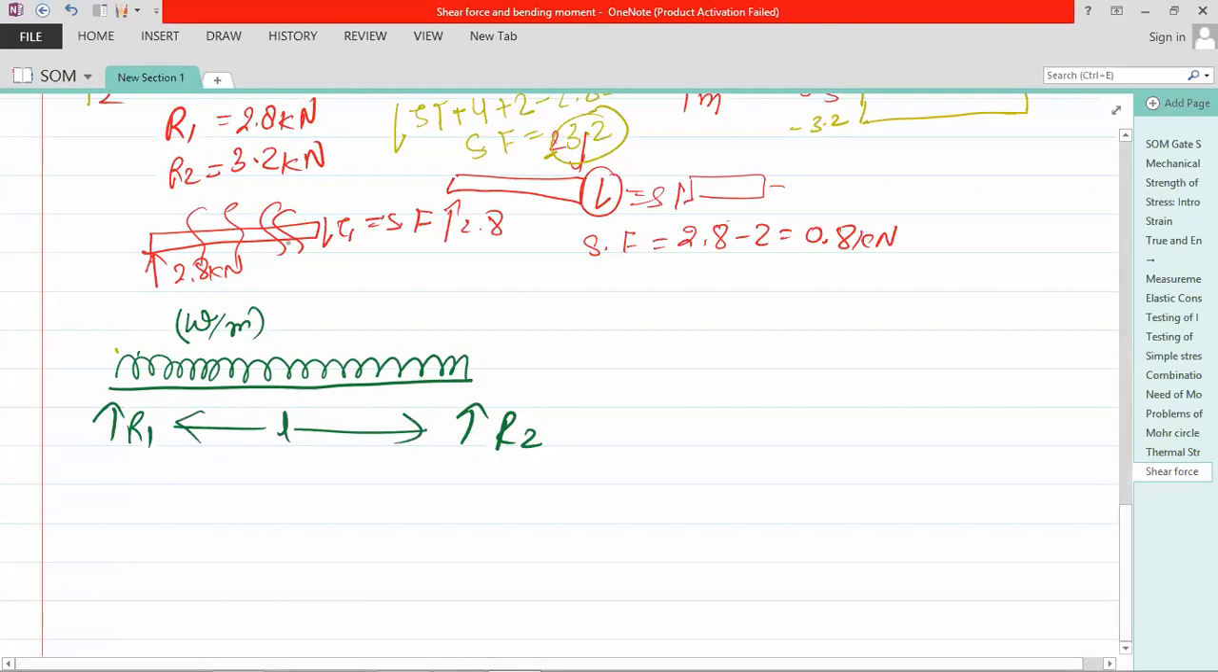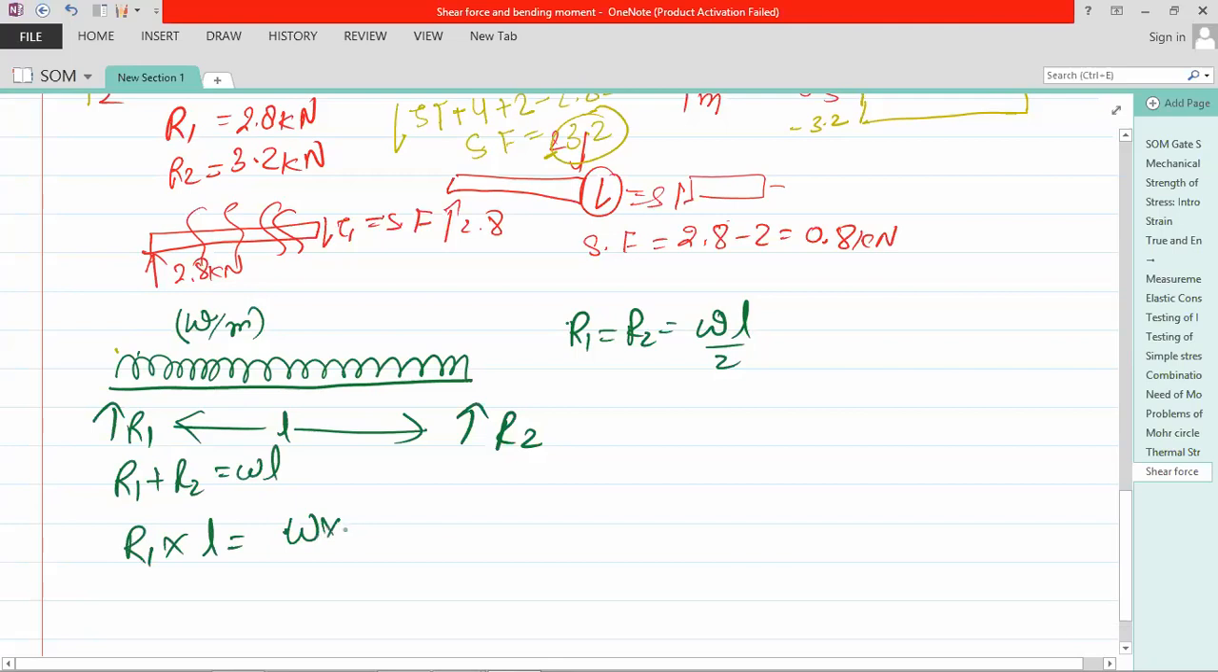Now, suppose what is the reaction force? Everyone who has studied mechanics knows that R1 is equal to R2 is equal to WL by 2, since because of symmetry. If you want, I can obtain R1 and R2: R1 plus R2 is equal to W into L, and R1 into L is equal to W into L into L by 2. So R1 is equal to WL by 2. I hope you remember these things. So R1 equal to R2 is equal to WL by 2. Now, the shear force diagram, it is a little tricky.